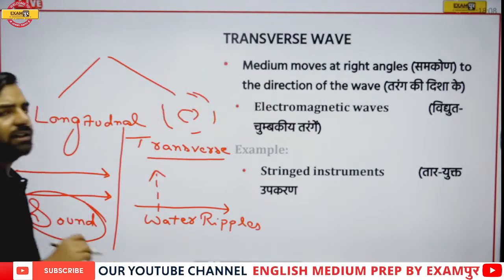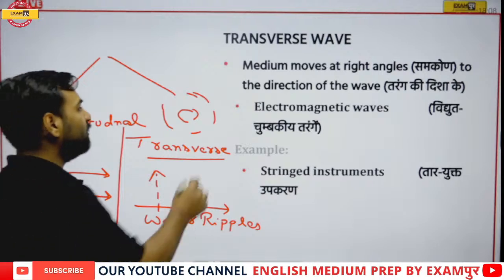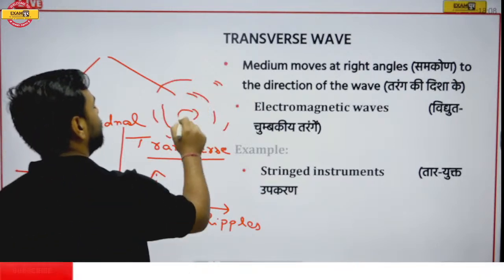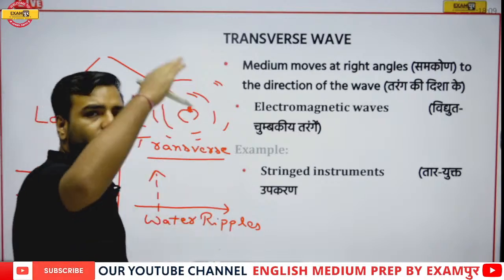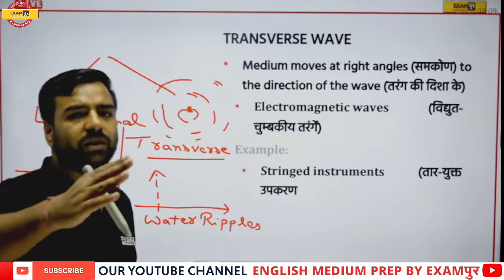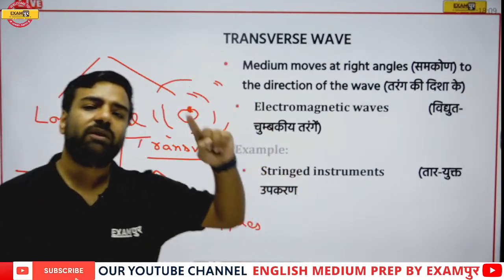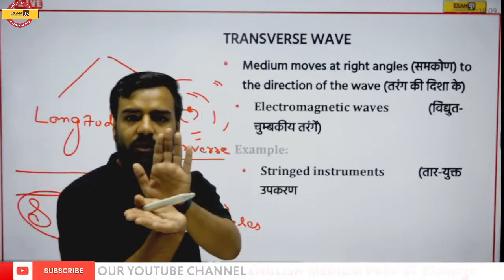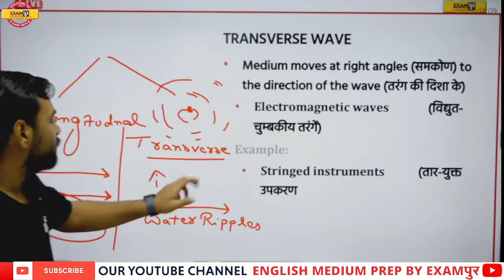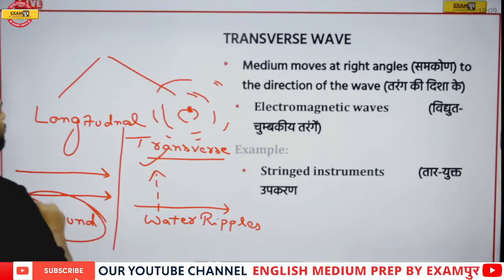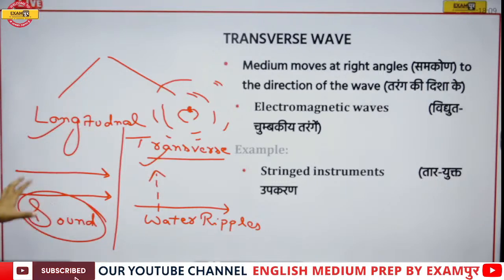If we are throwing anything into the pond, what will happen? The waves will start moving forward, but the particle which is present here will move in this direction. So the wave is moving forward, but the particle in the pond will be moving in this manner. That means it would be perpendicular to each other, correct? So yes, that is the transverse waves, and if I talk about the longitudinal, that is the sound example.